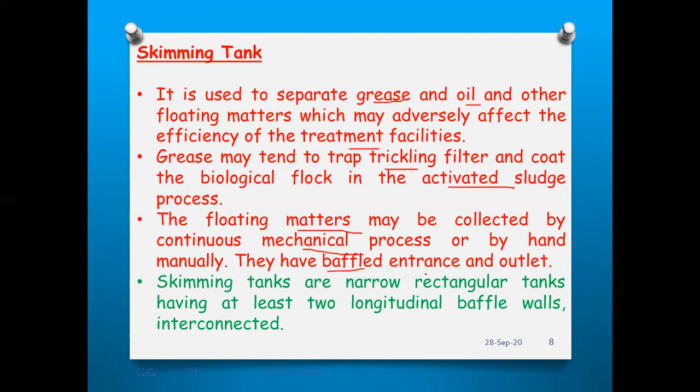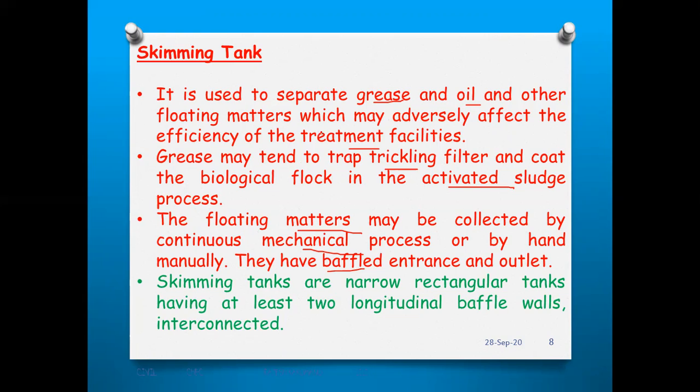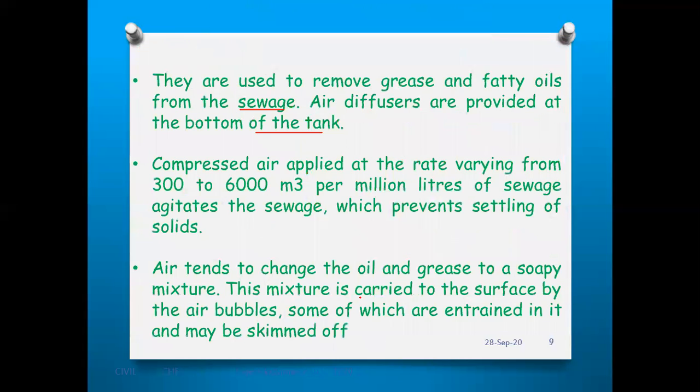They have baffled entrances and outlets. Skimming tanks are narrow rectangular tanks, just like a grit chamber, with interconnectivity. These are used to remove grease and fatty oils from the sewage. The air diffusers are provided at the bottom of the tank. From the figure, we observe the air diffusers, the chambers where the water goes inside the tank.